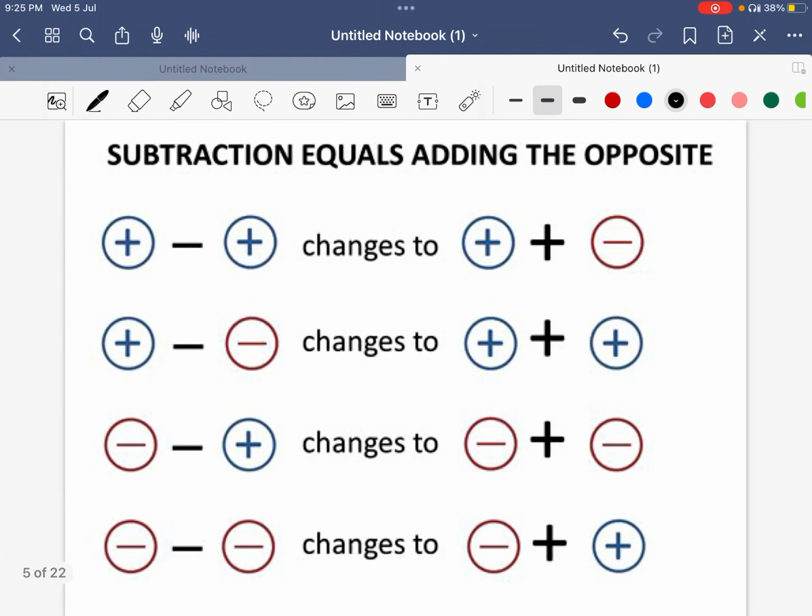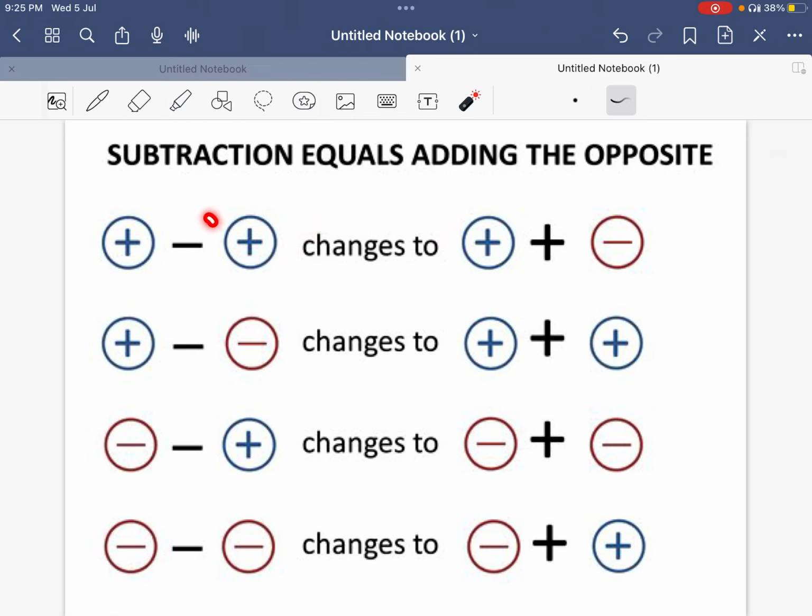Now let's move to the next question, which is subtraction. The condition is that we have to subtract the integers. Take the first condition: if both the numbers are positive, then we have to keep in mind what changes take place during the subtraction.